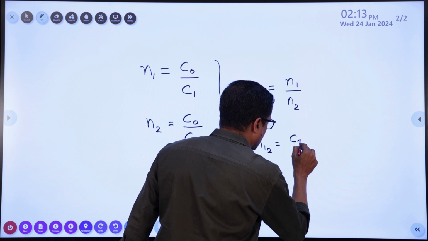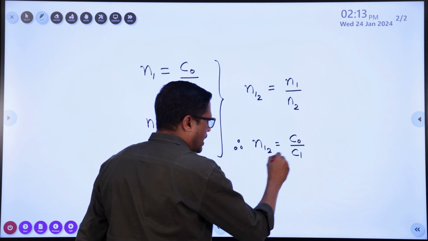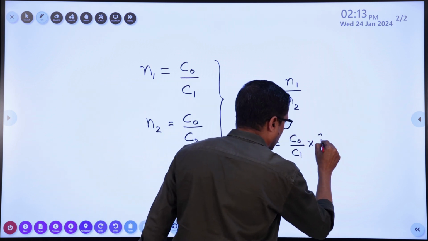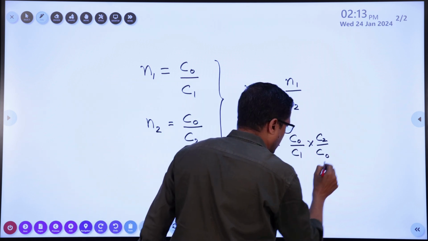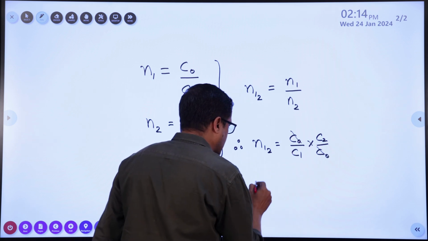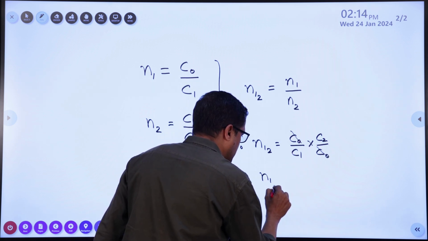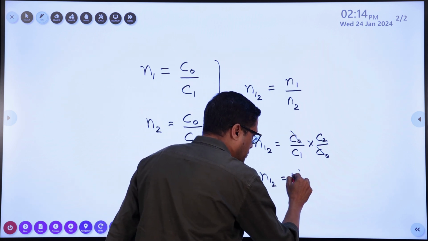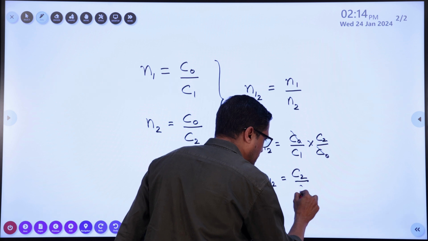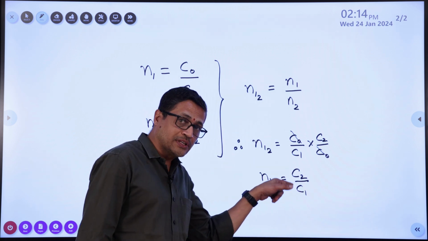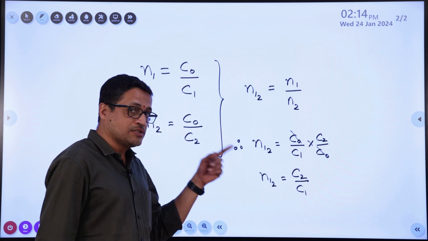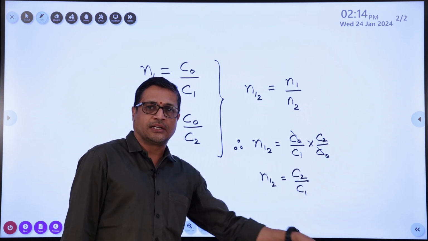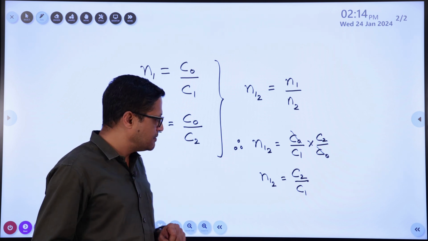first medium is C0 by C1, and now instead of writing in the denominator I am going to reverse it and write it here. Therefore, it will be C2 by C0. C0 and C0 get cancelled. Refractive index of the first medium with respect to the second medium is therefore the ratio of speed of light in the second medium to speed of light in the first medium. Notice the reversal in the ratio here. Refractive index of first medium with respect to second is speed of light in the second medium with respect to that in the first medium. That is one thing that we observe.